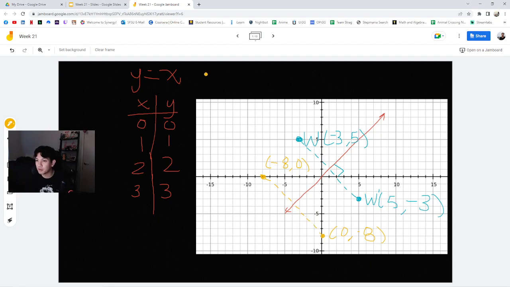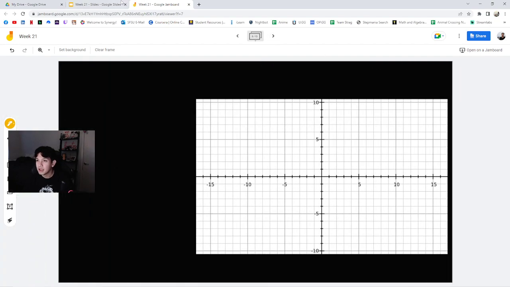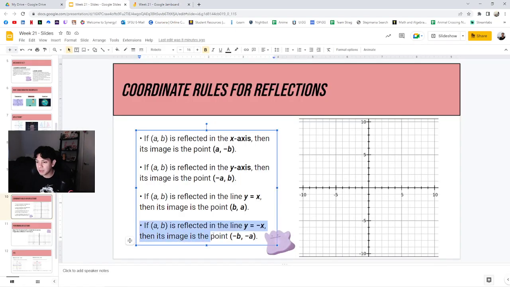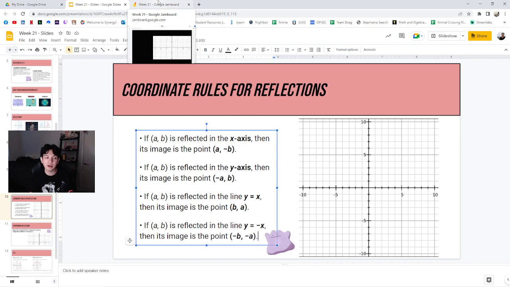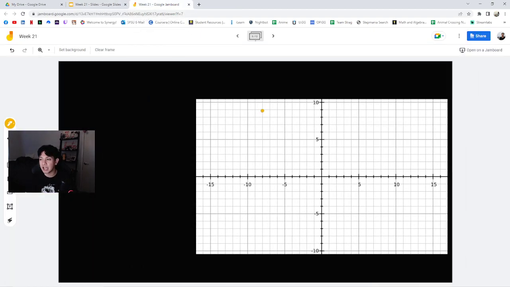So that's the rule for y equals x. You just go from negative 3, 5 to 5, negative 3. And you also can go from negative 8, 0 to 0, negative 8. Just swap the numbers. Okay. Lastly, if AB is reflected in the line y equals negative x, then its image is the point negative B, negative A, okay? So almost the same concept here, but let's go find out where this line actually lies.